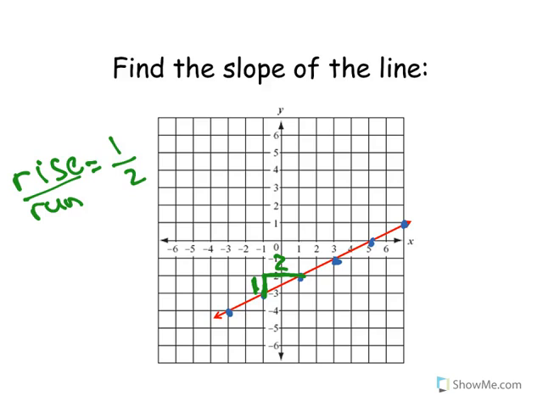Now, if you decided that you wanted to do something a little bit different, right? If you wanted to choose 2 points that are a little bit further away from each other, that's fine. So I'm going to rise positive 4, and I'm going to run positive 8. So my rise over run here would be 4/8, which is going to be half.